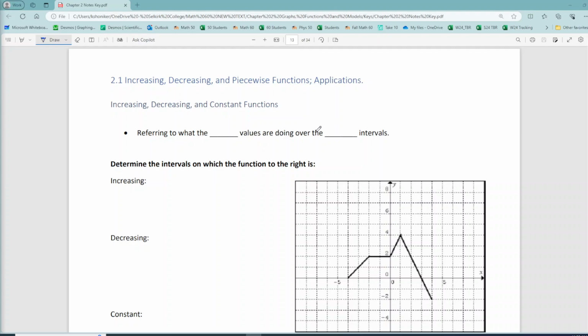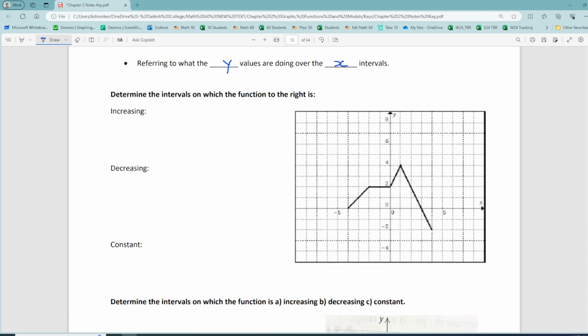So when we're talking about increasing, decreasing, there's also this part called constant functions. It's referring to what the y values are doing over specified x intervals. In other words, when a question says determine the intervals over which the function to the right is increasing, you're looking for what x values give you increasing y values, right?